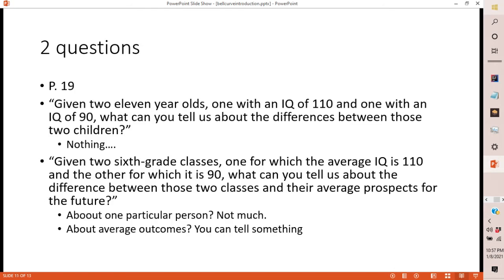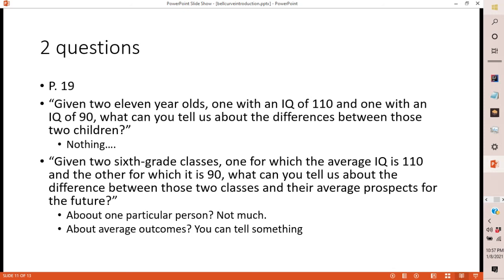So the authors ask 2 questions, and this is right around page 19. It's kind of what I've asked before. Given 2 11-year-olds, one with an IQ of 110, one with an IQ of 90, what can you tell us about the differences between those 2 children? And the authors say, well, you can't really tell much. Again, from one of our first slides, individually specific to one individual, you're not going to be able to infer a whole lot.